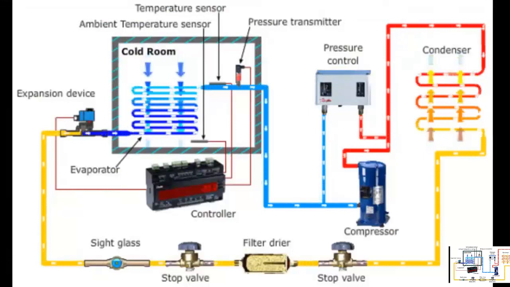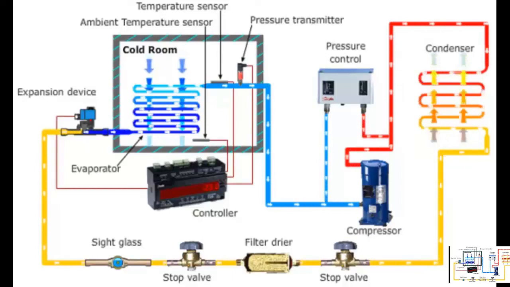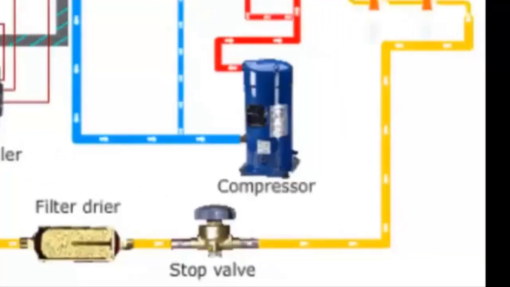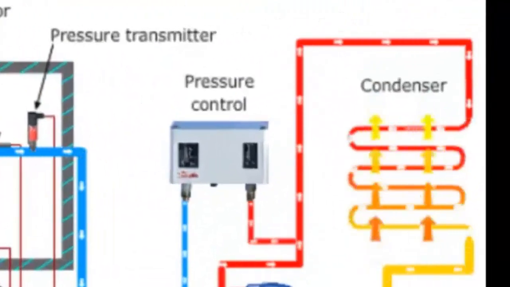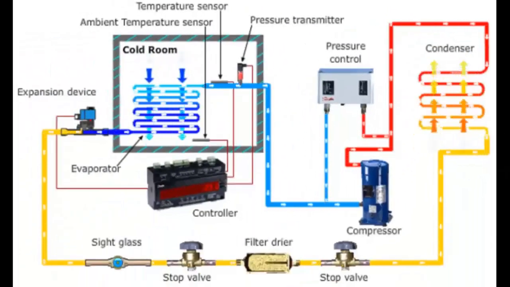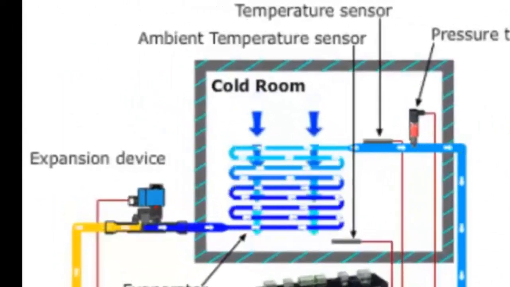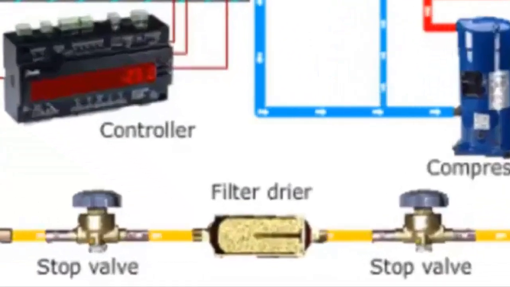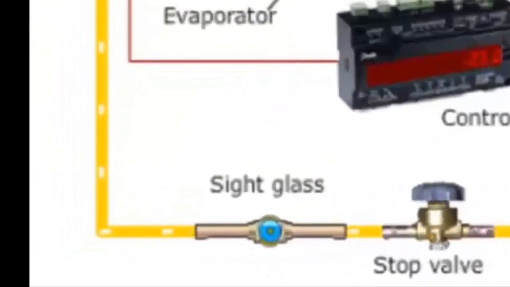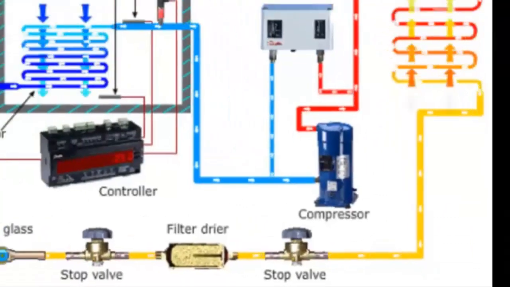The basic components of the refrigeration cycle present in a cold room are: 1. Compressor. 2. Condenser. 3. Electronic expansion valve. 4. Evaporator. 5. Shut-off valves. 6. Liquid sight glass. 7. Filter dryer.